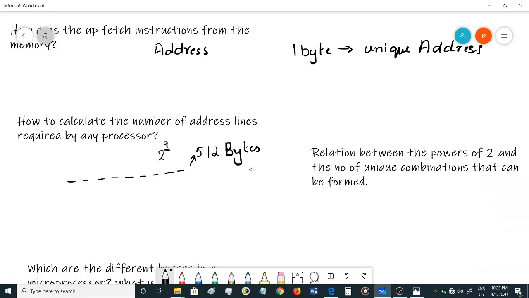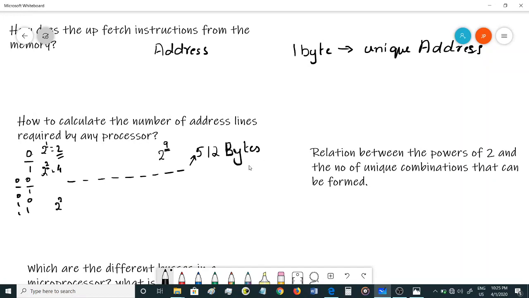Starting right from 000000000 to 111111111, 9 ones. Let's say you have just one bit. If you have just one bit, how many different combinations can you make? You can make only 0 and 1, only 2 combinations. 2 to the power 1 is 2. You have 2 unique combinations, 0 and 1. If you have 2 bits, you have 2 to the power 2, which is 4, right? 2 bits: 00, 01, 10, 11.